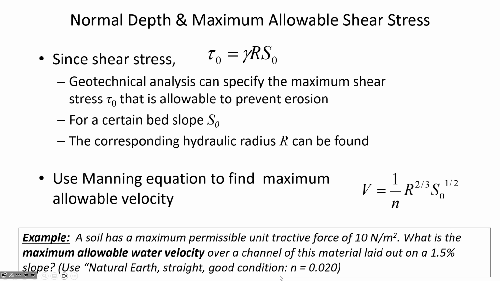Now, into Manning's equation, it is 1 divided by n, so 0.020. Substitute in the hydraulic radius, 0.0680 meters to the 2/3 power, and then the slope of 0.015 to the 1/2 power. So the velocity here would be 1.02 meters per second. And any velocity beyond that is at the risk of causing scour of the channel. Anything below that, then it's not imparting more shear stress than is allowable.